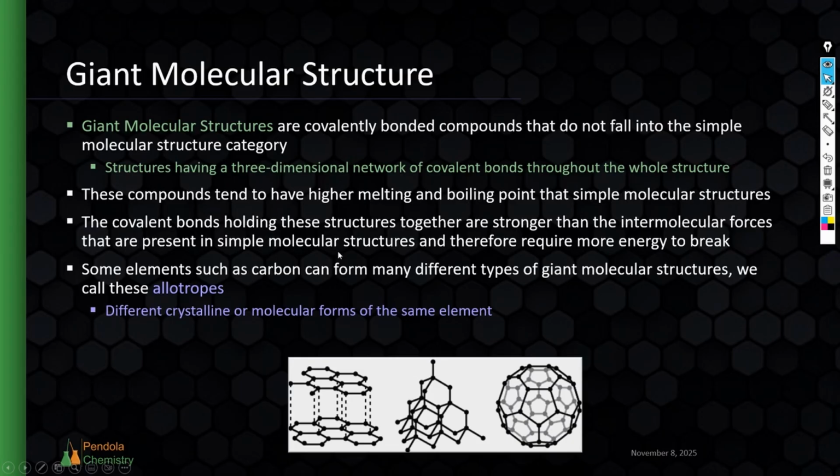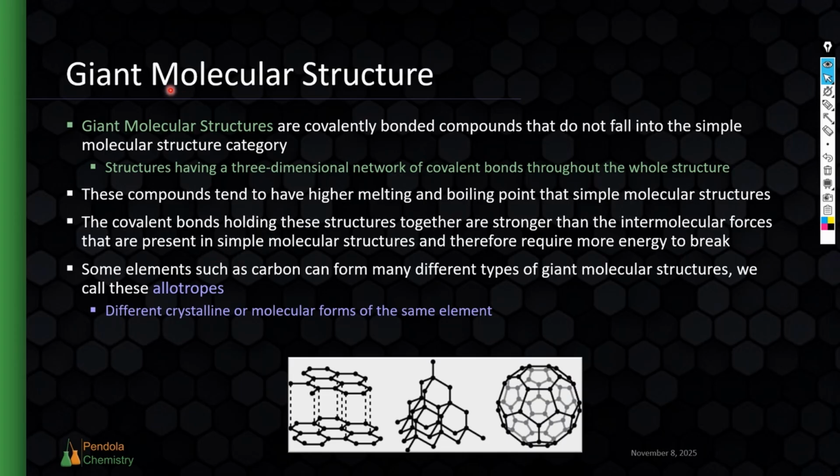Some elements like carbon and silicon can form a lot of different types of giant molecular structures. We call these different types allotropes. An allotrope of an element is a different crystalline or molecular form of the same element. So allotropes are just different forms of one element. For example, carbon can form diamond and graphite. Diamond and graphite are allotropes of carbon because they're different types of carbon. So we're going to look at some very specific giant molecular structures and allotropes.